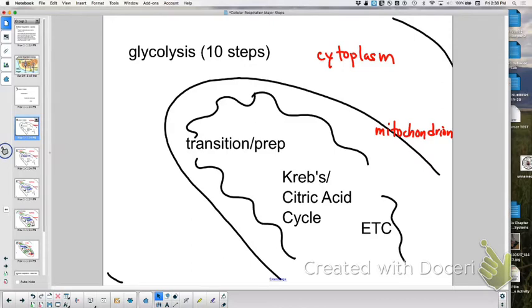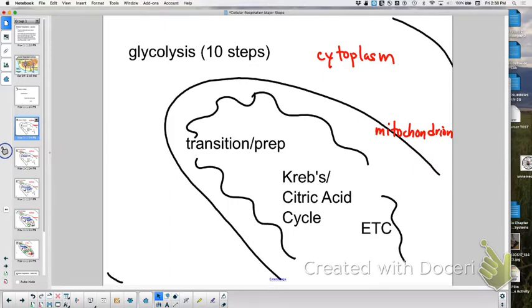This is supposed to represent the cytoplasm. This is supposed to represent a what? Mitochondria. Good. What's the centermost part called? Matrix. What's this part right here called? Intermembrane space.